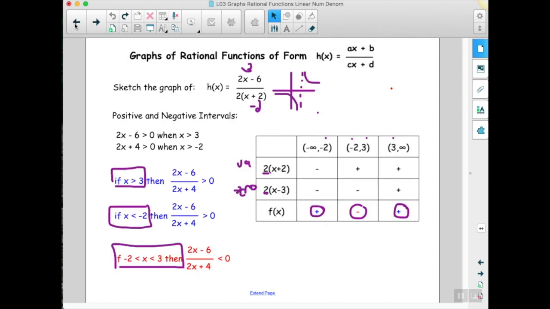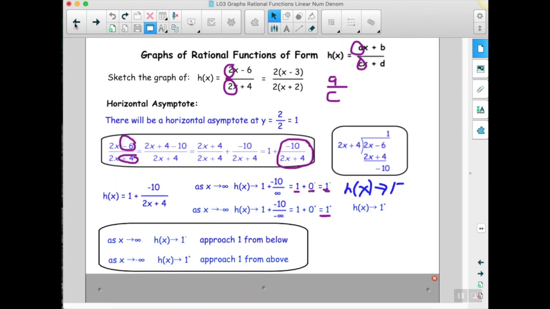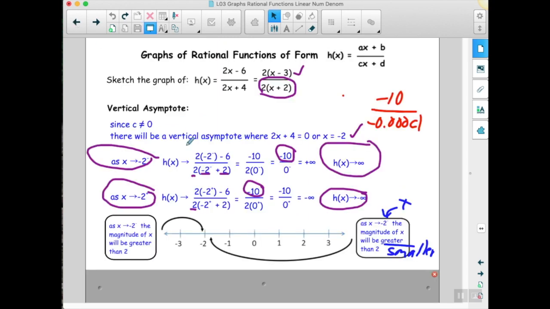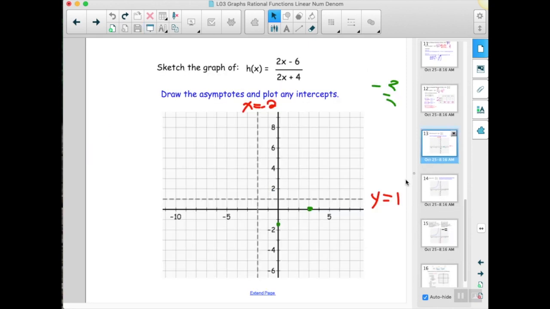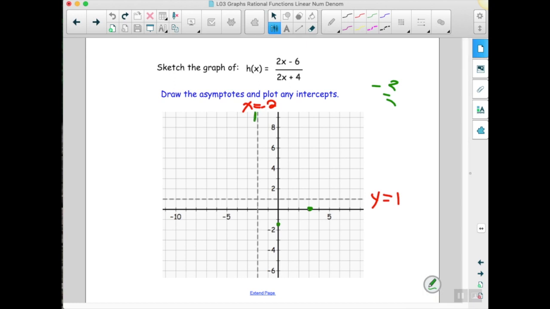So let me just show you back here where we had all of those. All right, that one we already discussed. So at negative 2 from the left, we're going to positive infinity. At negative 2 from the right, we're going to negative infinity. So let me just show you back to this graph here what that would mean. That would mean we've got something sitting right here, and we've got something sitting right there.